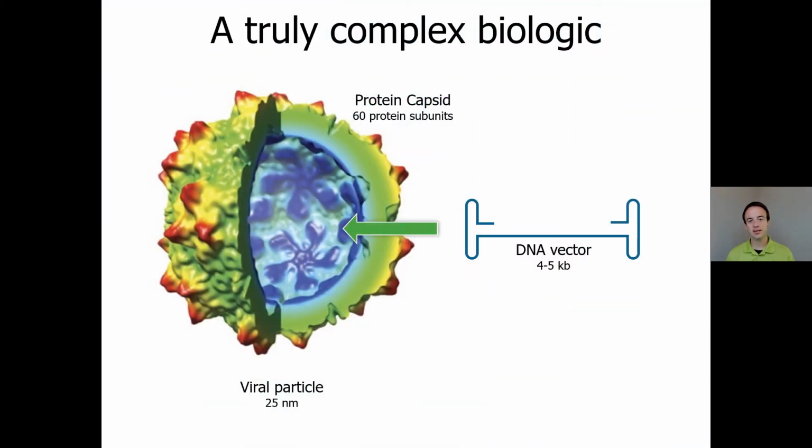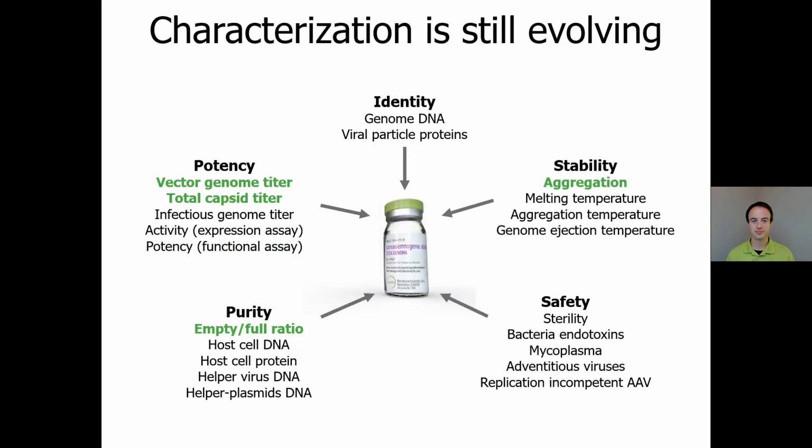When characterizing AAV, you have a lot of things going on. It's important to know how much protein is present, how much DNA is present, if things are intact, if they're the right size, and if there's any aggregation. It's a truly complex biologic that demands a lot from characterization techniques. That's why characterization of AAV is a very broad subject and is still evolving.